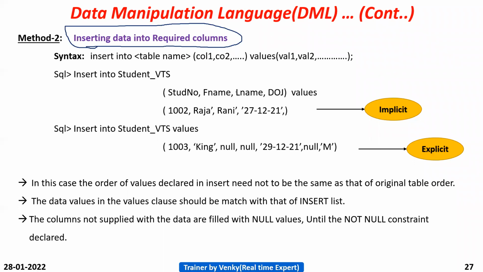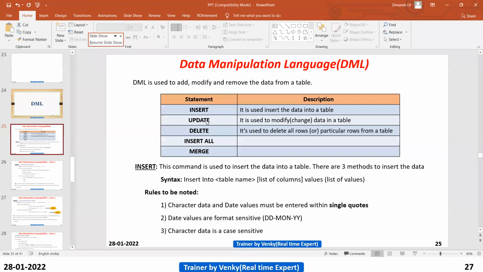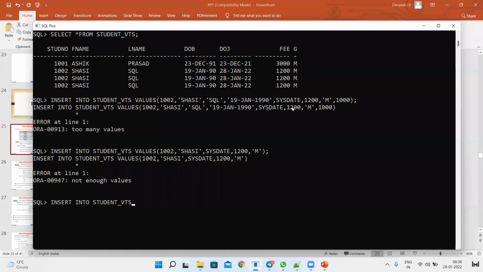Insert into table name, followed by the columns, whatever columns you require, you need to specify those particular columns, followed by values. Yes, very good. So you give the particular columns, then followed by values. Insert into table name, then you have to declare the columns which you need to use.